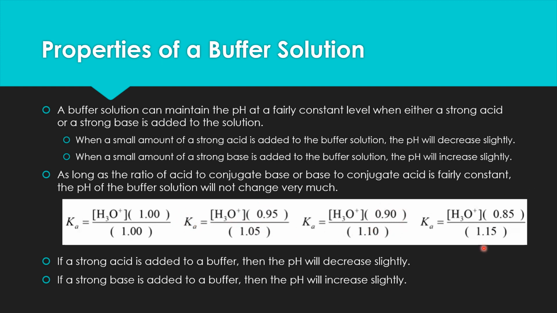Similarly here and here. So when we maintain that really close ratio of acid to base, then we're going to maintain our pH. So adding strong acid will decrease our pH, adding strong base will increase our pH, but only slightly.